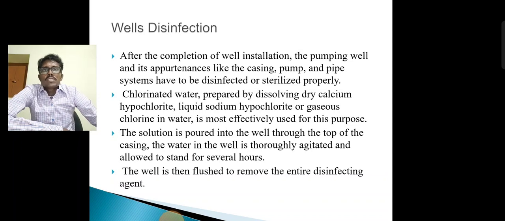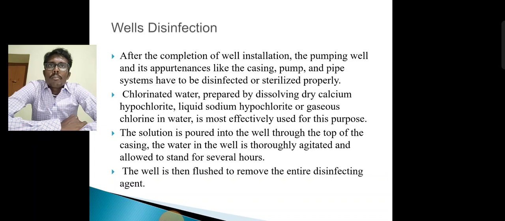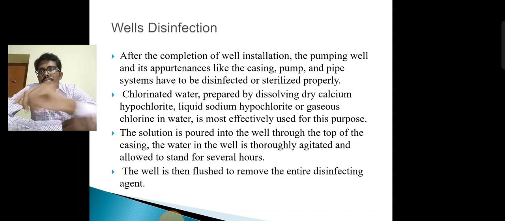Next, first is well maintenance versus well disinfection. After the completion of well installation after casing, the pumping well and apparatus like casing, pump, and pipe system have to be disinfected and sterilized properly. The chlorinated water prepared by dissolving dry calcium hypochlorite, liquid sodium hypochlorite, or gaseous chlorine in water is most heavily used for this purpose. The solution is poured into the well, thoroughly agitated and allowed to stand for several hours. Then the well is flushed to remove the entire disinfecting agent.